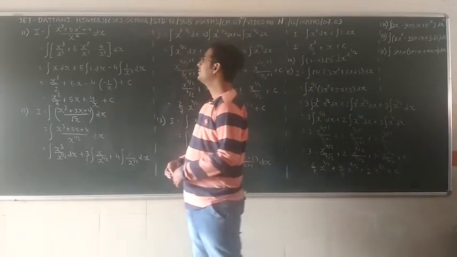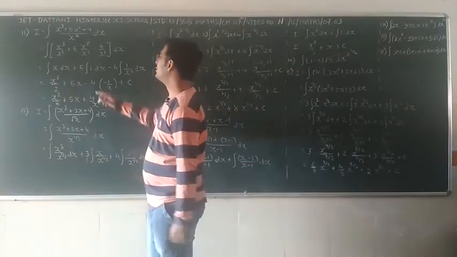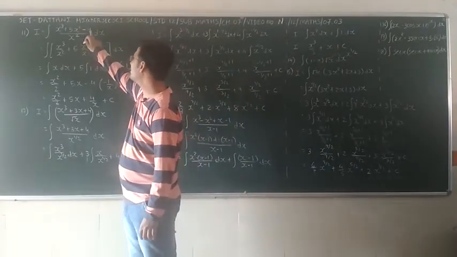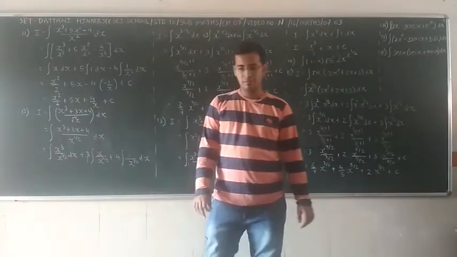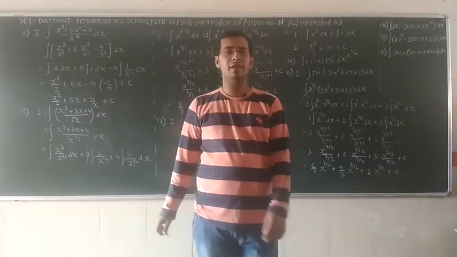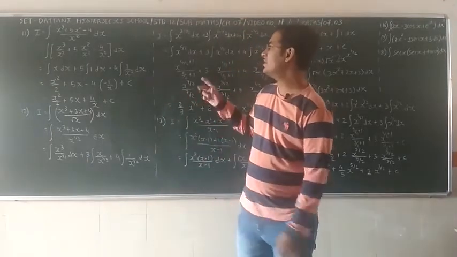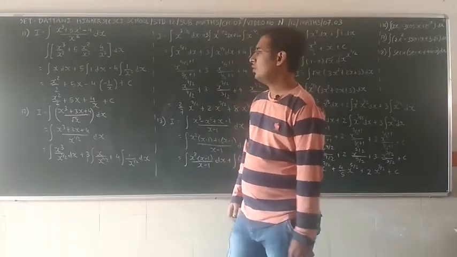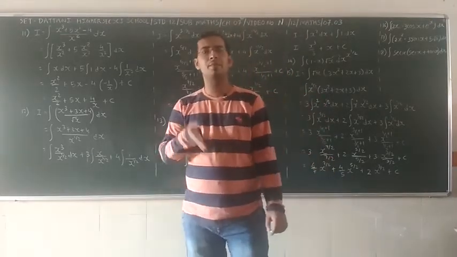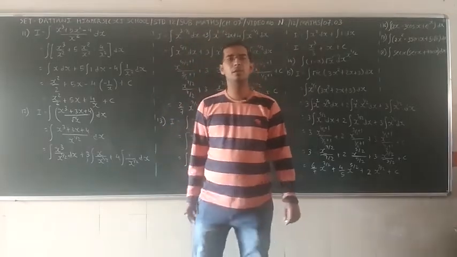Sum number 11: I is equal to the integration of (x cube plus 5x square minus 4) upon x square dx. Now, we don't have a formula for the derivative in division form. So what do we have to do? We have to separate the denominator to give each numerator separately.